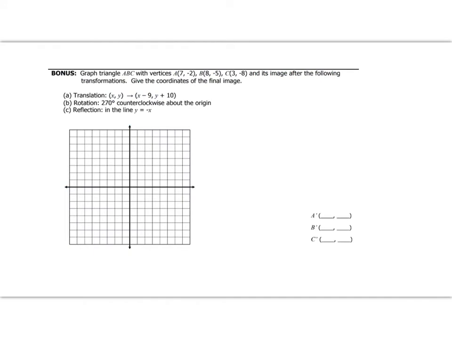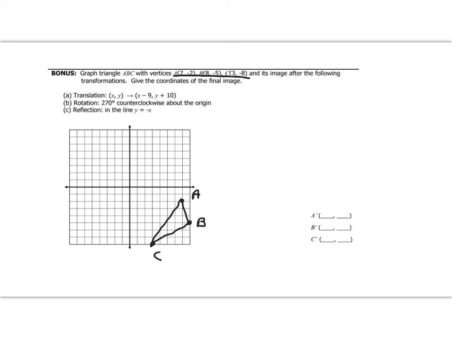Okay, so we're going to go through and do this one here. It says graph ABC with the vertices 7, -2, 8, and so on, and its image after the following transformation. So give the coordinates of the final image. So what we're going to do is go through this complete transformation. The first thing I'm going to start with is the original figure. So 1, 2, 3, 4, 5, 6, 7, -2 is A. And then 8, 1, 2, 3, 4, 5 is B. And then 3, -8. This is C. So this is my original figure.